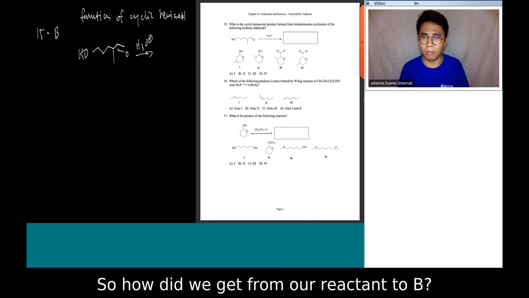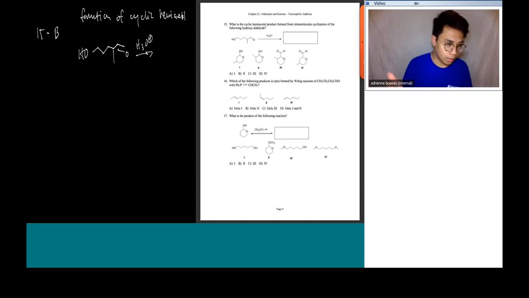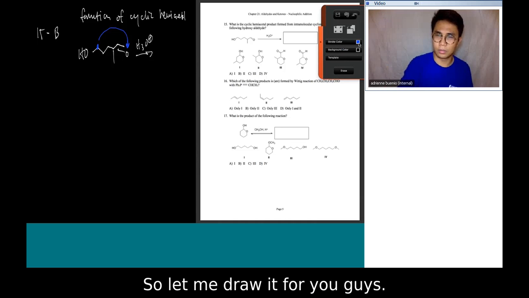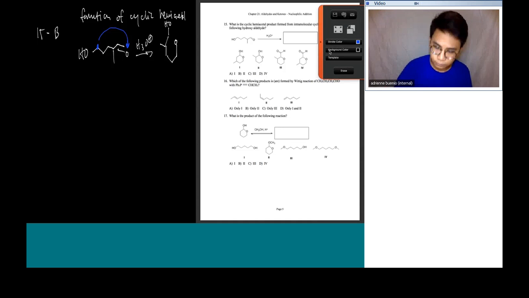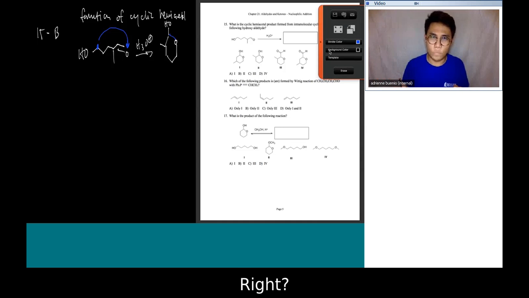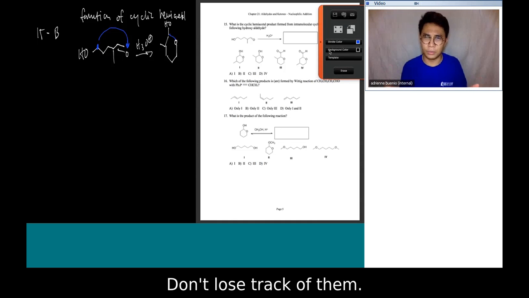So, how do we get from our reactant to B? This is what you kind of have to look for. This carbon closes to this oxygen, right? Let me draw it for you guys. And then HO. So this is where the new bond is, right? So you can kind of see how it closed up, right? Nothing too crazy. Pretty much just count the carbons. Don't lose track of them.